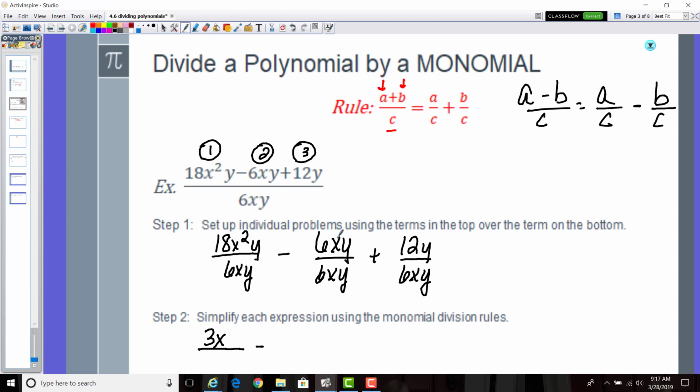Okay. Minus 6xy over 6xy. Anytime your numerator and your denominator match, that simplifies to 1. And plus 12y over 6xy. 12 over 6 is 2. We've got one more x on the bottom, and our y's will cancel. So if we clean this up a little bit, we have 3x minus 1 plus 2 over x. That would be our final answer, because none of those are like terms that can be combined by addition or subtraction.